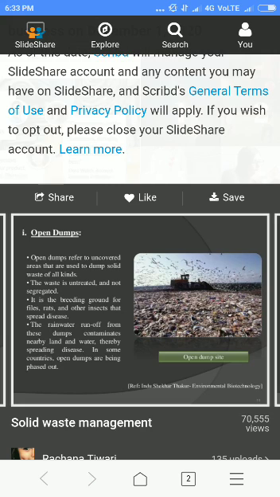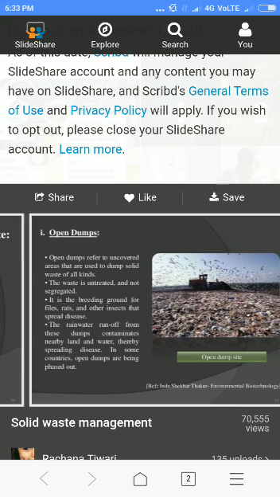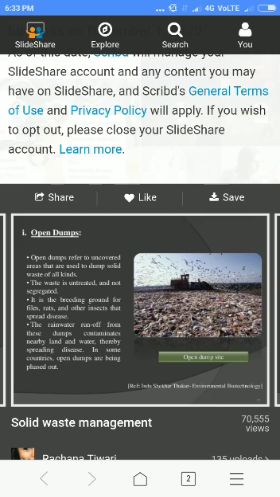Open dumps are uncovered areas that are used to dump solid waste of all kinds. The waste is untreated and not segregated. Here it is a breeding ground for fleas, rats and other insects that spread diseases. As I already told you, the rainwater runoff from this dump contaminates nearby land and water, and thereby spreads diseases in those sources also. In some countries, open dumps are being phased out, or there is a ban.